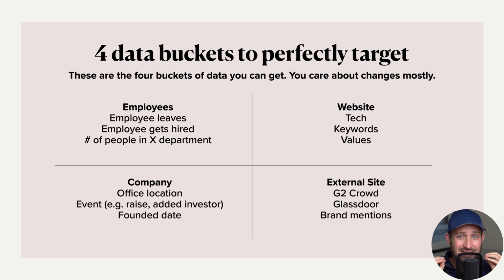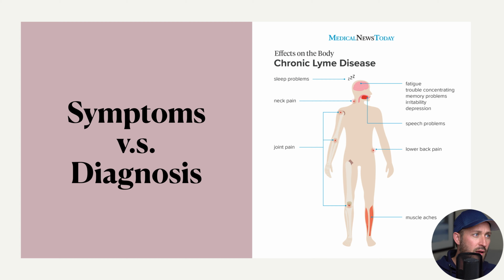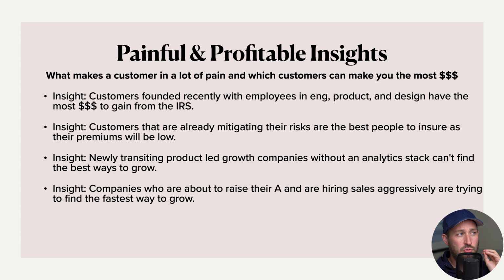So the idea here is you can take any one piece of this data and have an observation. I saw you just raise money. I like money. I want your money. Please give me your money because you've raised money. That's an observation. There's no insight there. That's saying, I noticed something about you. What you're trying to do is get to painful and profitable insights. So what makes a customer in a lot of pain, and which customers can you make the most money from, which is also another way to quantify that pain.